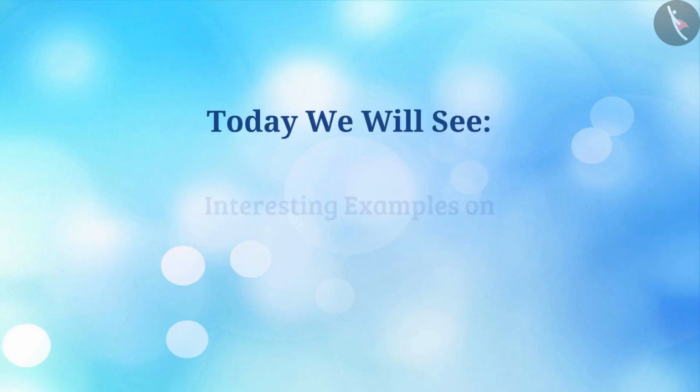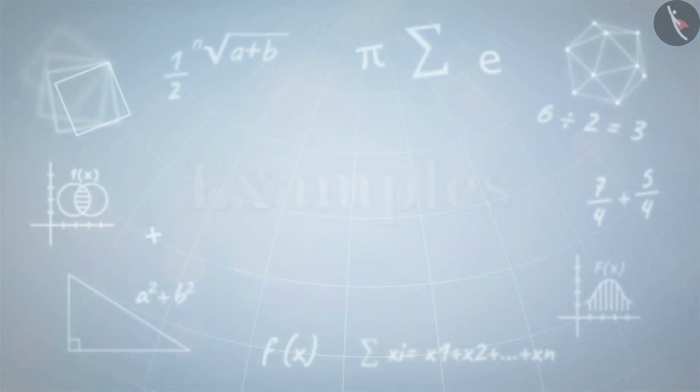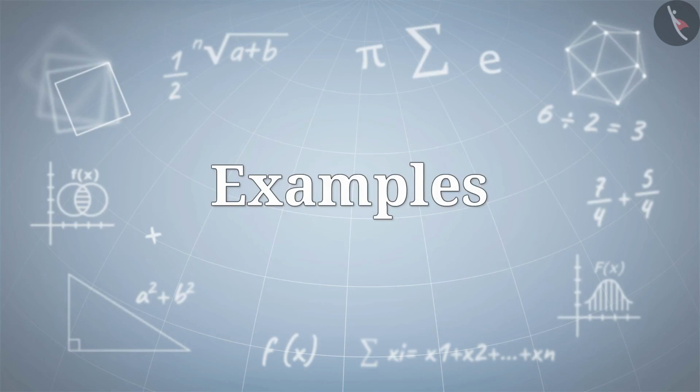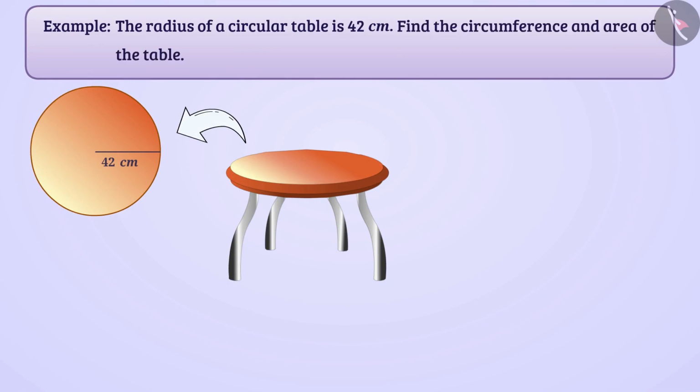Today we will see interesting examples on circumference and area of circle and semicircle. The radius of a circular table is 42 centimeter. Find the circumference and area of the table. For convenience, take pi is equal to 22 by 7.